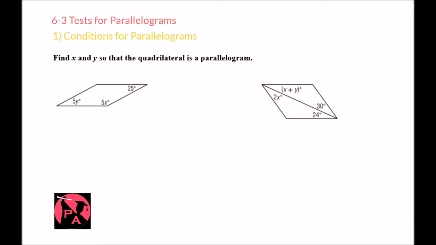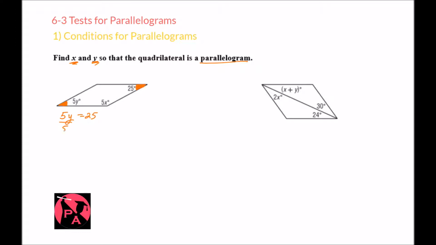Here we have the same type of questions, but this time instead of sides we are going to deal with the angles. We are going to do the same thing, which is finding the value of x and y when we have a parallelogram. So let's get started. Remember the properties that we just went over. One of them was opposite pairs of angles are congruent, such as this angle right here and that one right here. These must be congruent because the figure is a parallelogram. So if they are congruent, their measures, which are 5y and 25, must be the same.